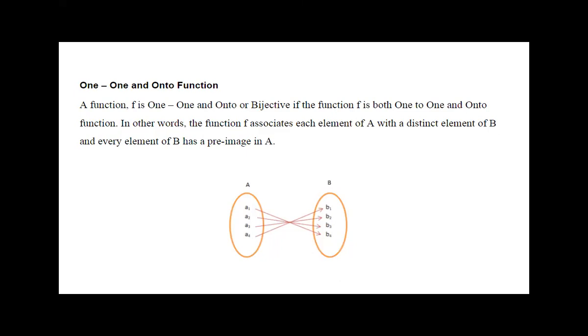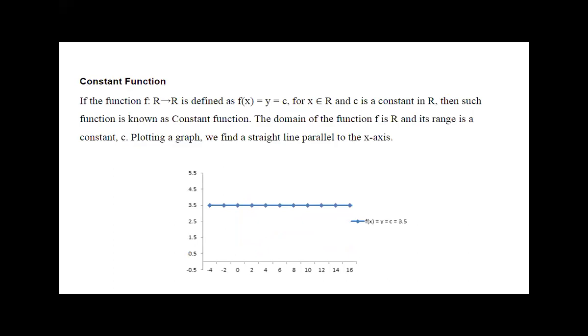Then next we will see the constant function. Constant function means what? Here f of x is equal to y is equal to c. c is constant, which means whatever the value of x is, the y value will not change. So that function will be called a constant function.